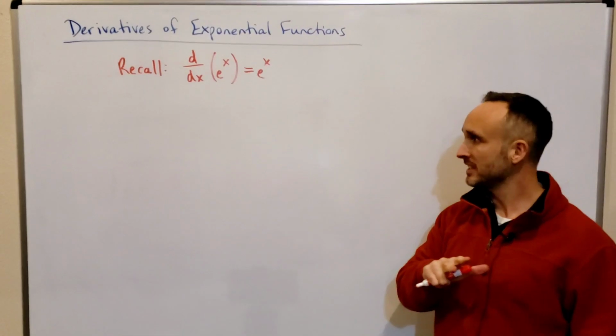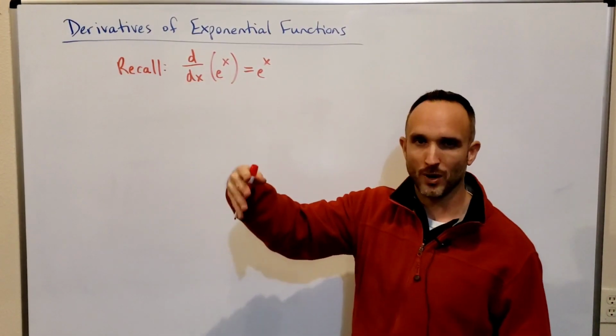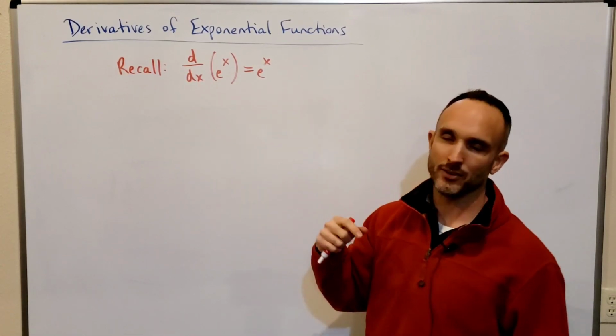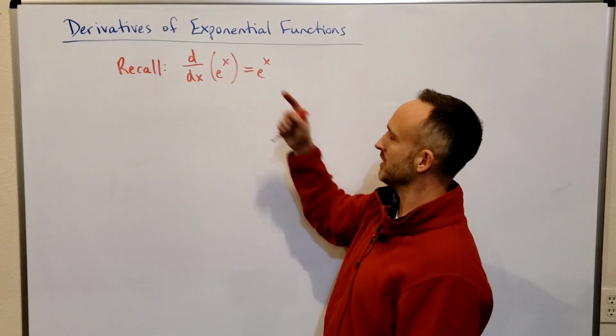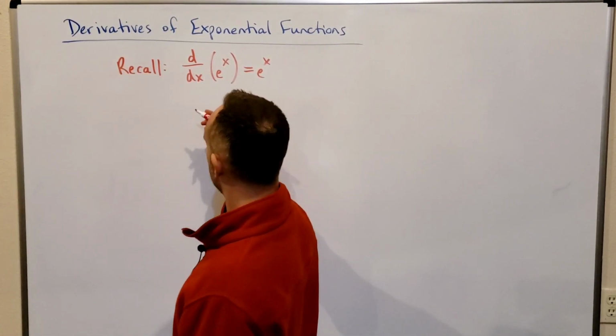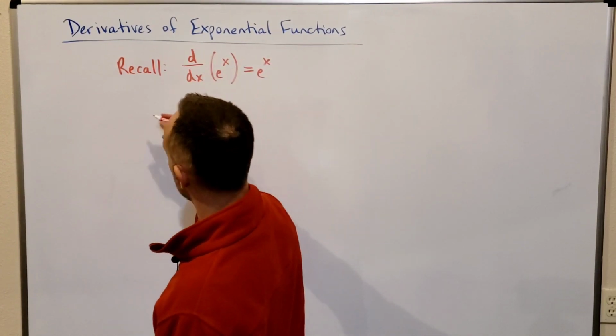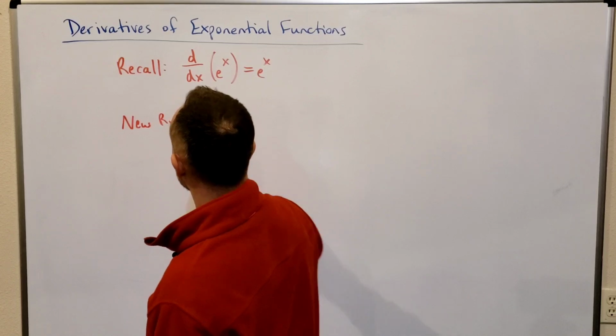And so it'd be fantastic if, no matter what the base was here, e or otherwise, we would exhibit the same behavior. But unfortunately, we don't. In fact, e to the x is the only function that does this, okay? So let's look at the derivative of any exponential function. This is the new rule that we're looking at here.